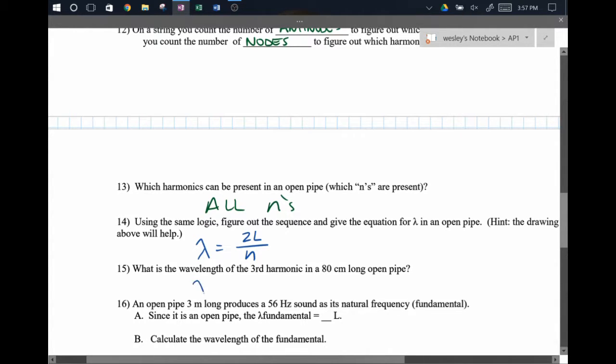So if we want to use that, lambda is equal to 2 times 80 divided by 3. So when we do lambda is equal to 2 times 80 divided by 3, we end up with 53.3 centimeters.